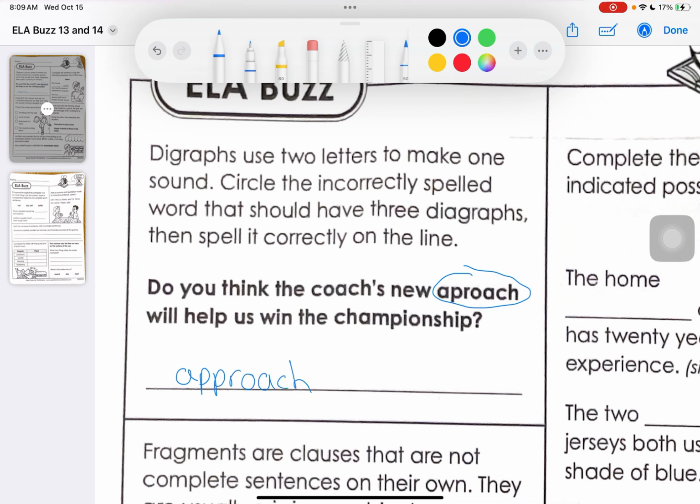Approach means, in this case, like a strategy, or if you approach someone, it means you're coming close to them. So it has two meanings. Approach.